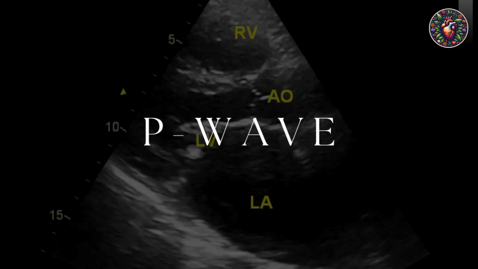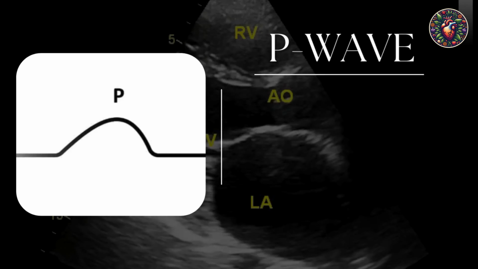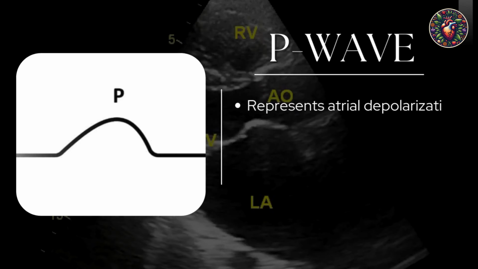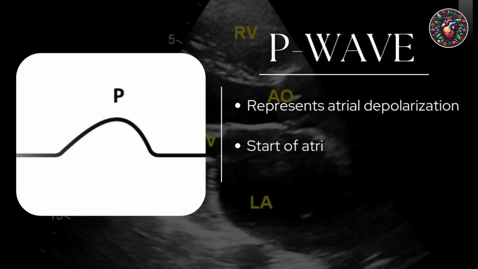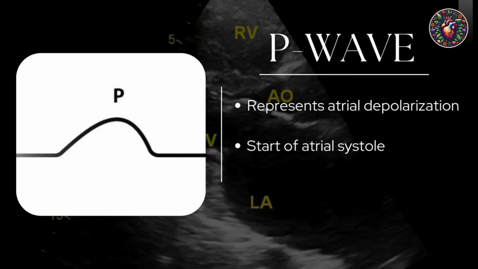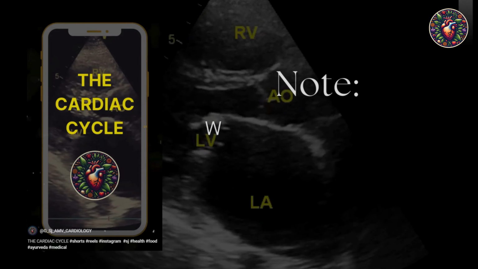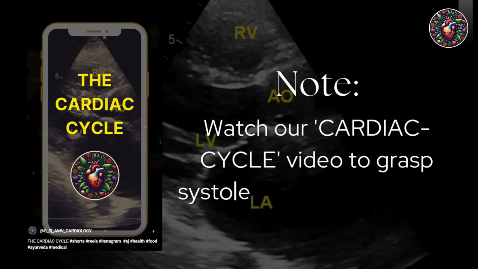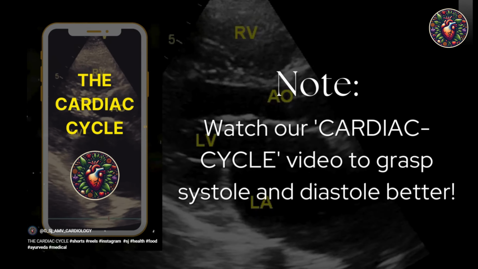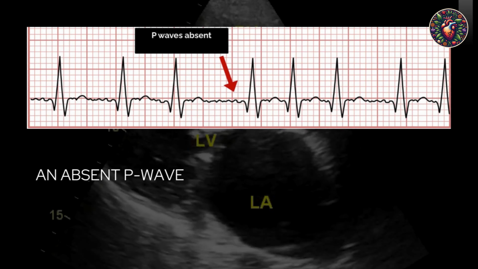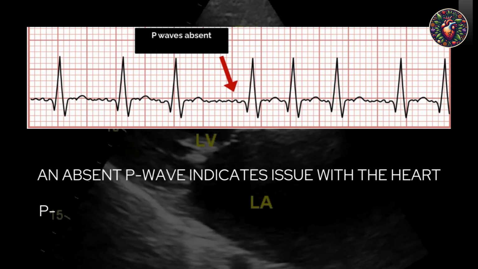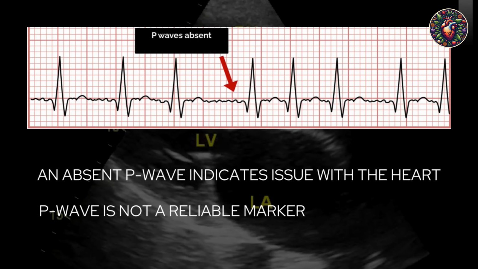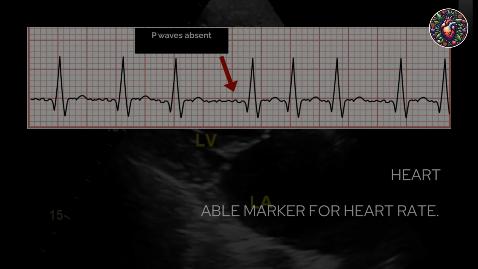The P wave. The P wave is the first small, rounded bump at the beginning of the ECG. It represents the atrial depolarization, which triggers the contraction of the atria. This is the start of the cardiac cycle, known as atrial systole. Note, to understand systole and diastole better, refer to our short video on the cardiac cycle. In some cases, the P wave may be absent, which can indicate an issue with the heart's rhythm. Therefore, the P wave is not always a reliable marker for heart rate.